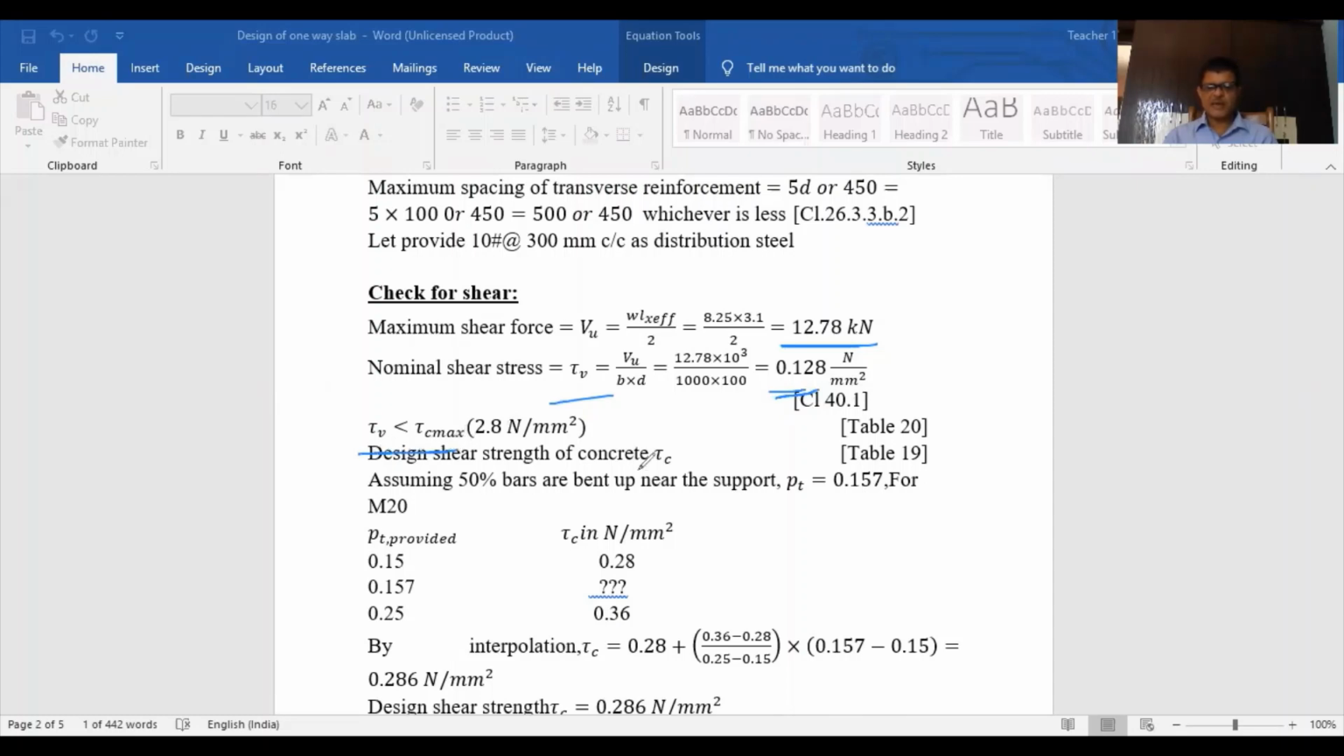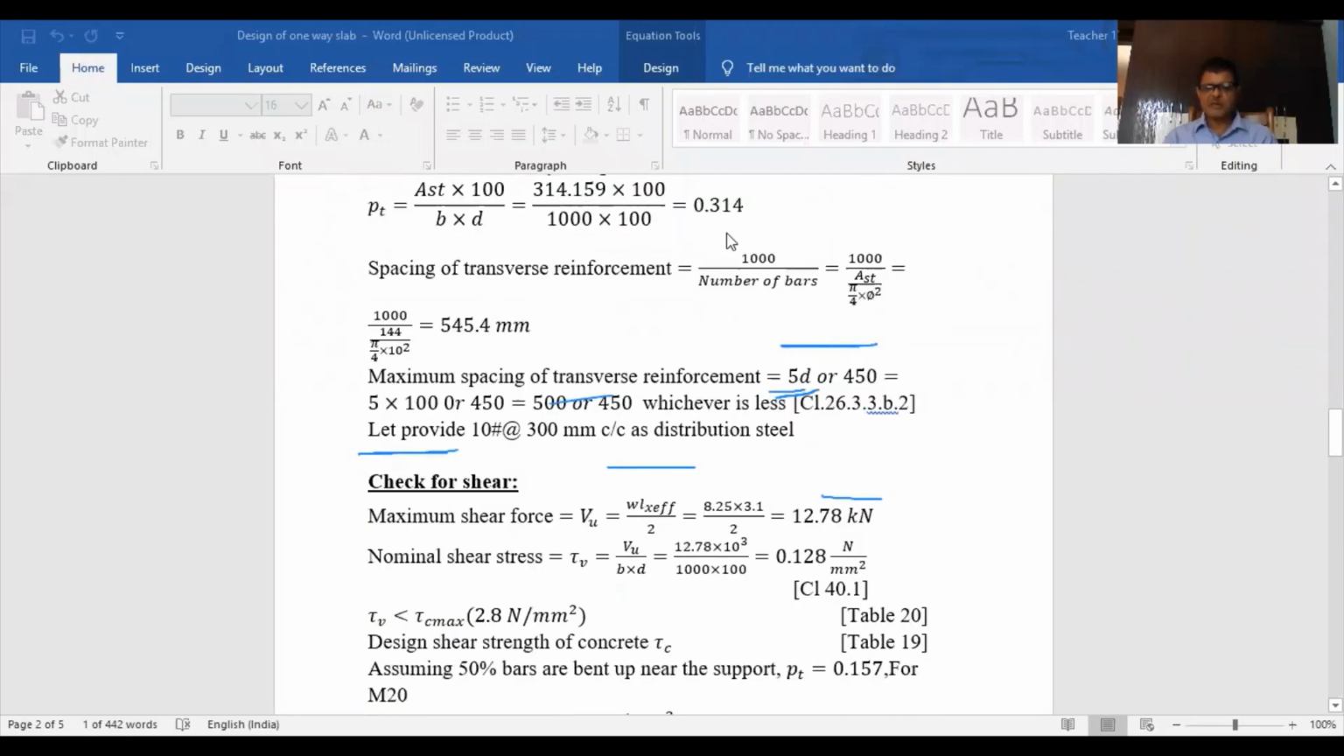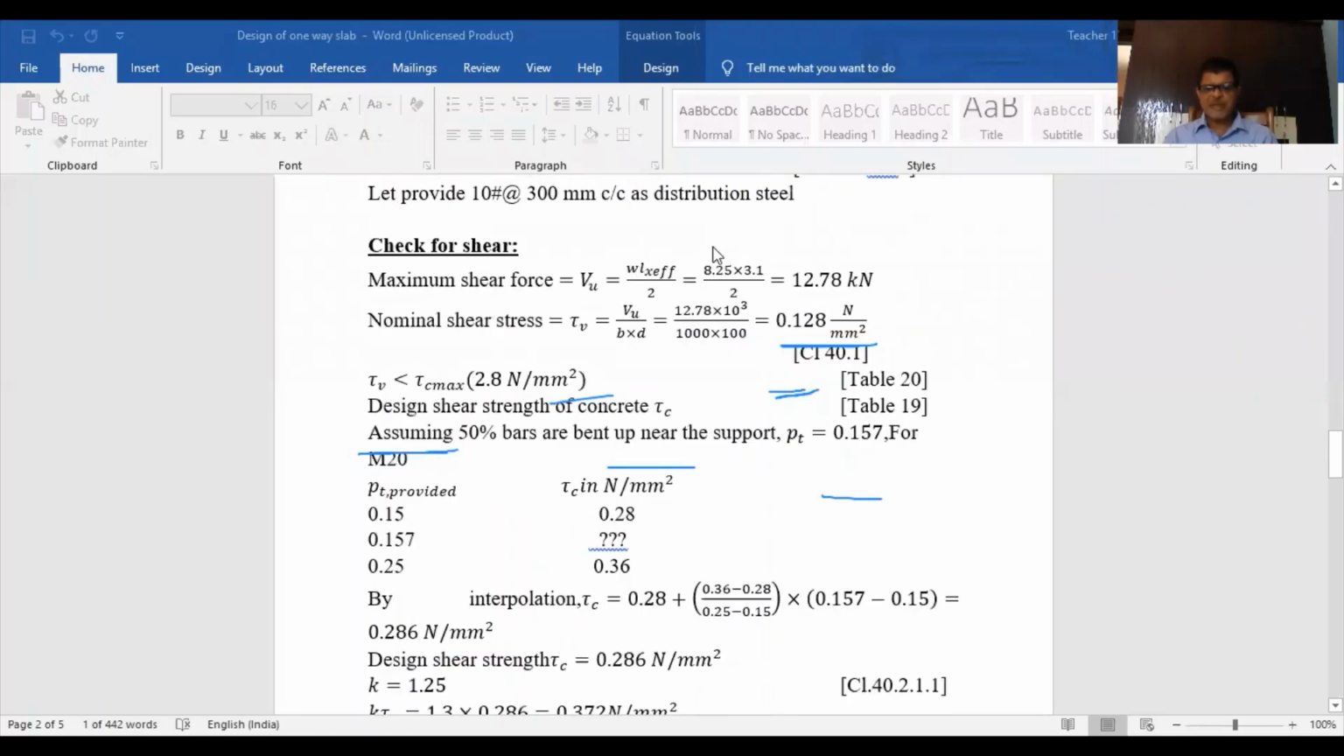So it is same. What is the design strength of concrete? Now we have calculated percent of steel 0.157 on the top. We have calculated percentage of steel here, PT 0.314, we have calculated the PT value. Now what happens in slabs? That 50% bars are bent up. So it is written, assuming 50% bars bent up near the support, so PT will be half. So whatever PT you have found there, that will be half of all these things. So we have found the percent of steel 0.314, half of this is 0.157.